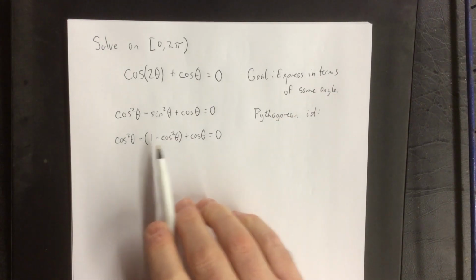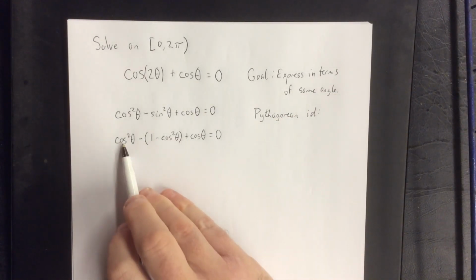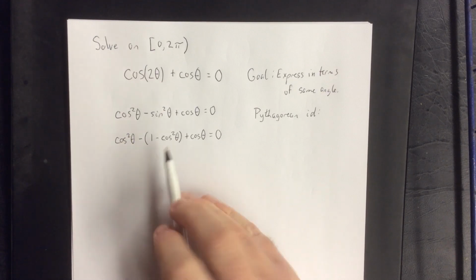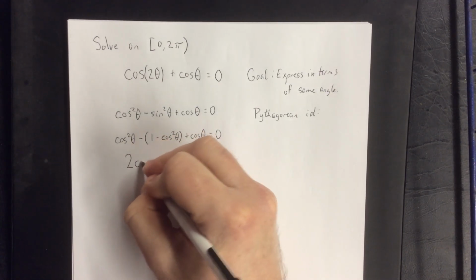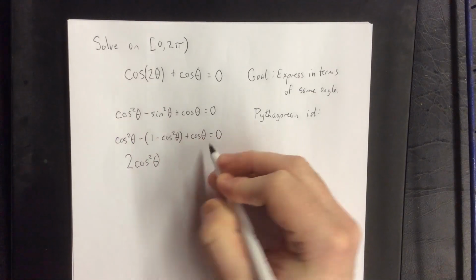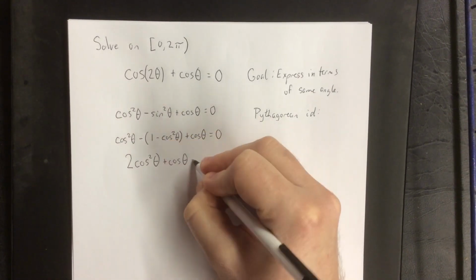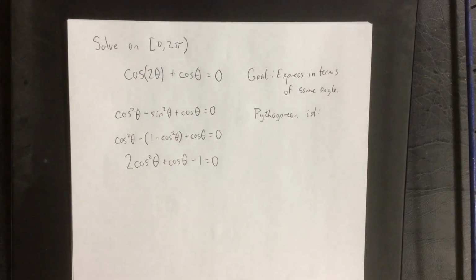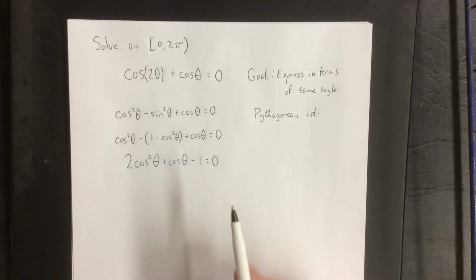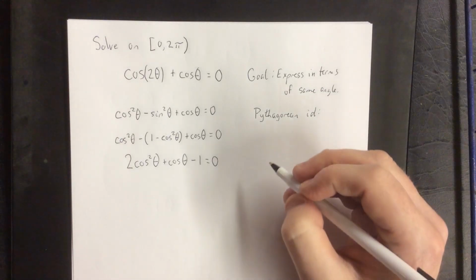Now if I distribute the negative sign and then combine like terms, I'll have a cosine squared of theta minus negative cosine squared theta. That'll be 2 cosine squared theta. We'll still have a plus cosine of theta, and we'll also have a minus 1. This is starting to look a little bit more familiar. So we have the same angle and the same trigonometric function for all of these. So that's looking pretty good.